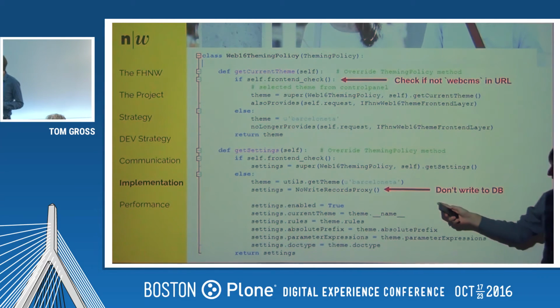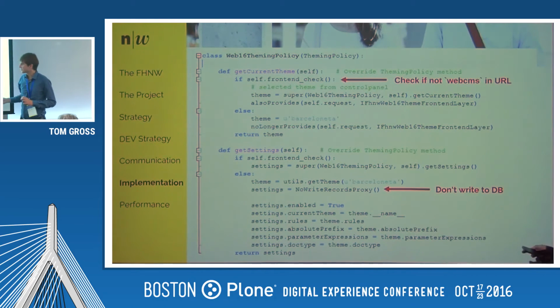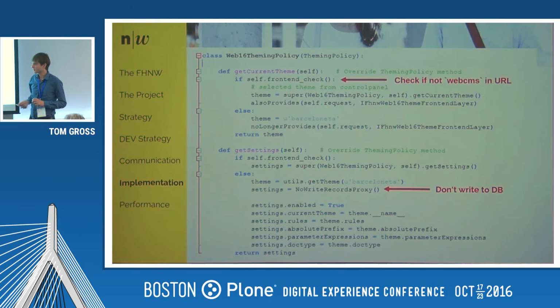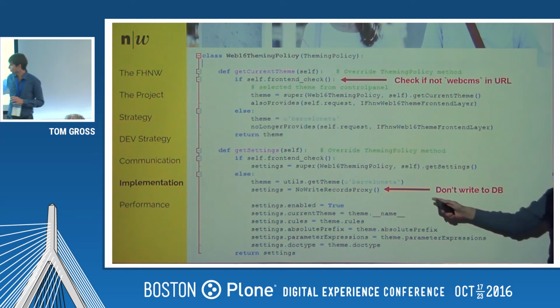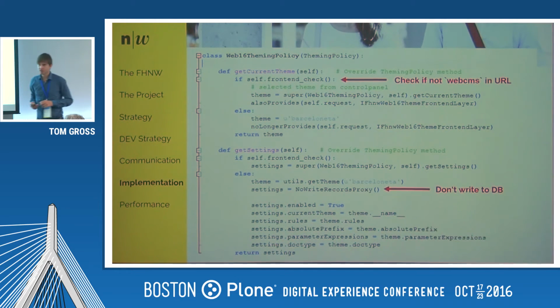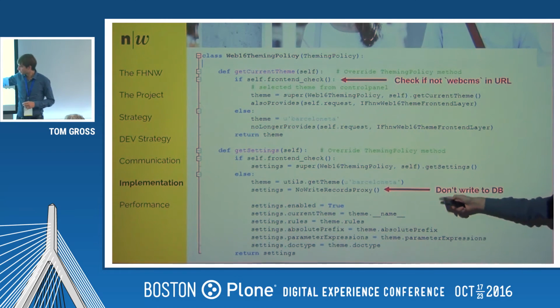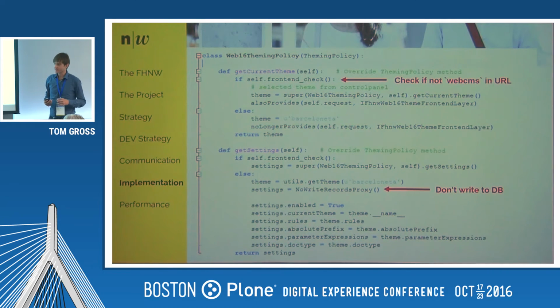Here we needed a little trick, because in the default settings there is a records proxy element, and this records proxy element writes to the database, and it's cached. So we need this no write records proxy, which is basically a dictionary which is stored not in a database, and we return these parameters on the fly when this method is called. And this helps us to split the front end from the back end when we need it.